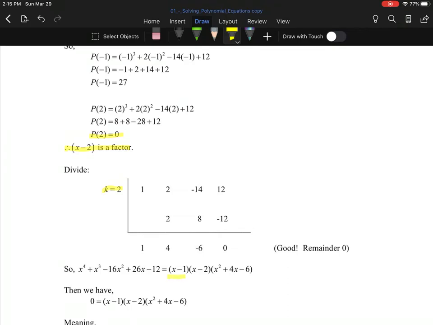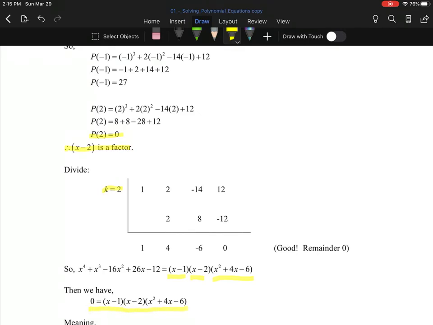Now look what happens here. My original polynomial, x to the power 4, was degree 4. First, I found x minus 1 as a factor. Then I found x minus 2 as a factor. And then here was the remaining factor, x squared plus 4x minus 6, which doesn't factor. There's no two easy numbers that multiply to -6 and add to 4, so you're stuck with the end result of this factoring.